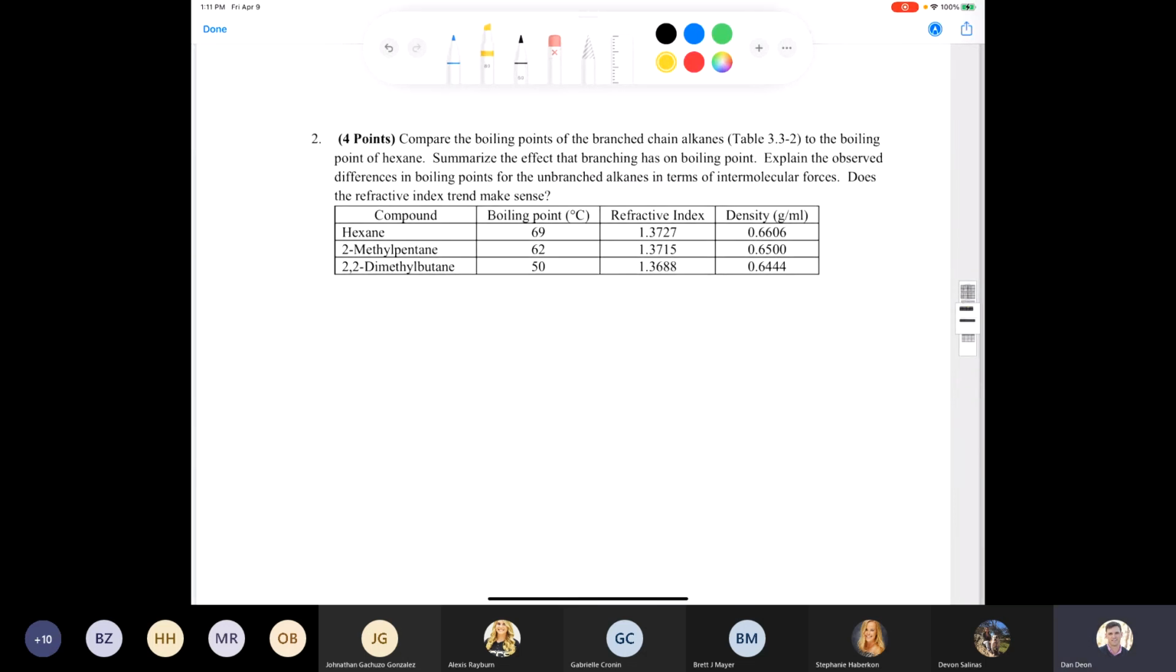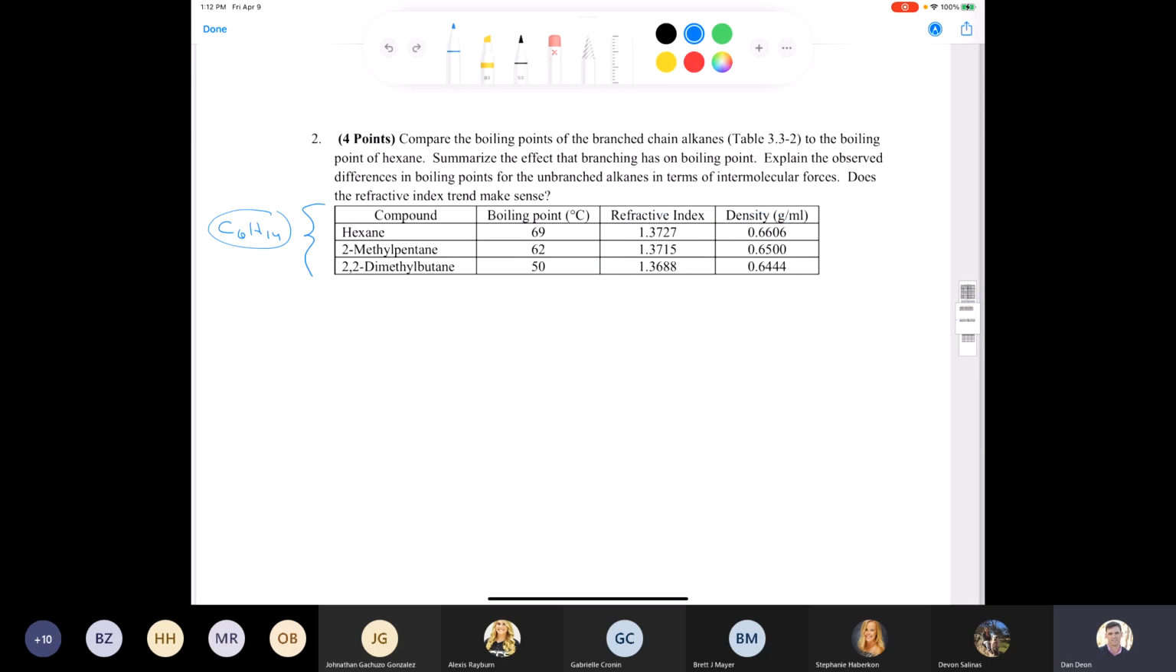Question number 2, I want you to take a look at the boiling points of these branched alkanes. All 3 of these compounds, hexane, 2-methylpentane, and 2,2-dimethylbutane, they're all isomers of each other. They all have the same molecular formula, C6H14. However, since they're isomers, they have different boiling points, different refractive indices, and different densities.